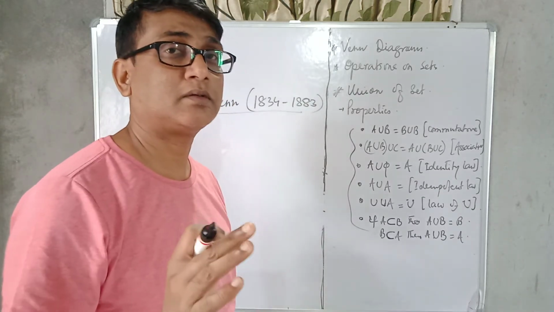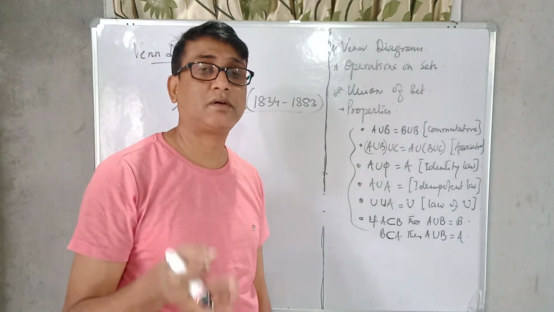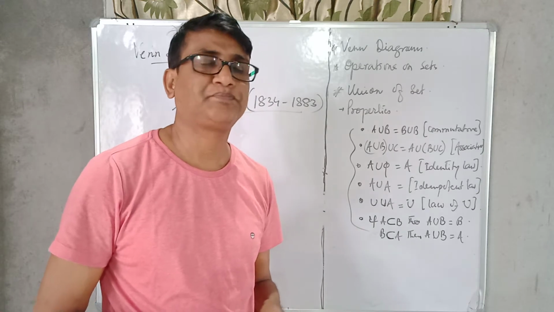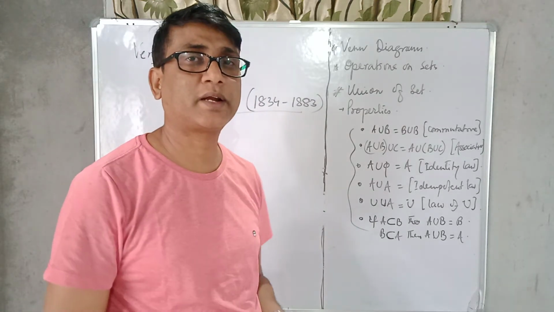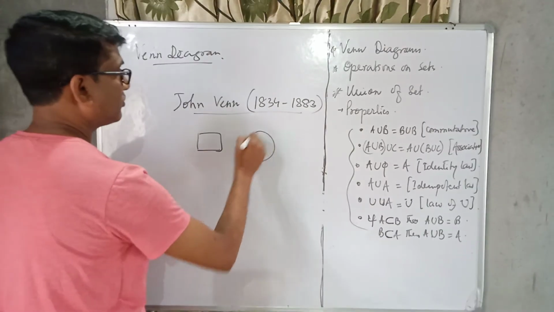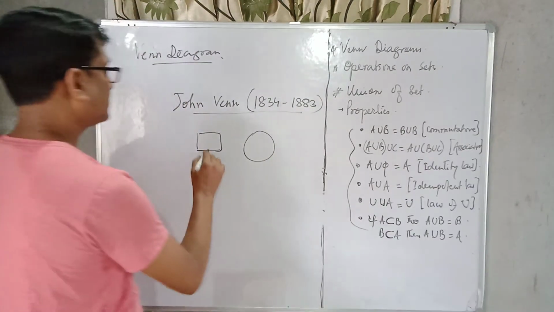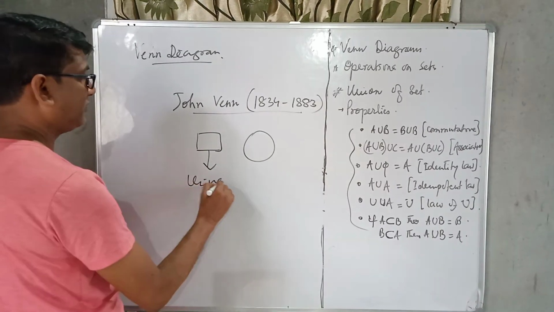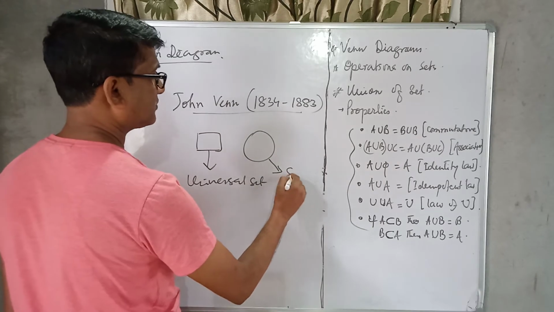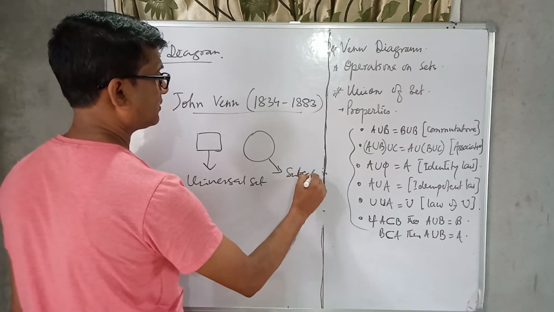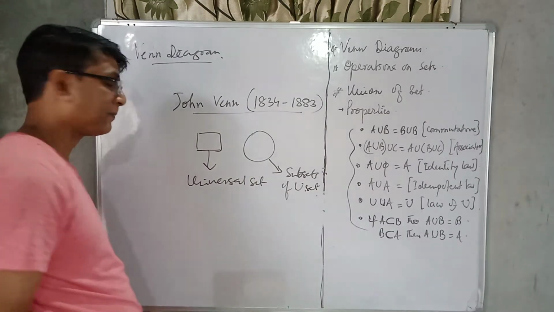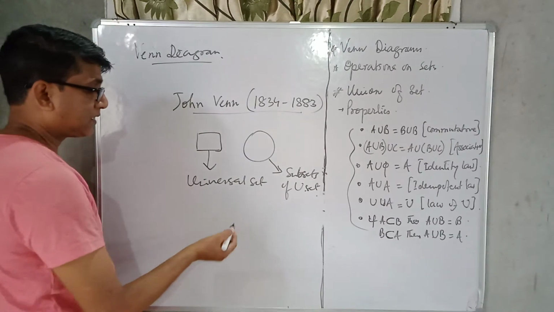On that basis, the diagrams are named Venn diagrams. Generally we use two shapes. One is rectangles, another is simple closed curves or circles. Rectangles are used for universal sets, and circles are used for subsets of the universal set.